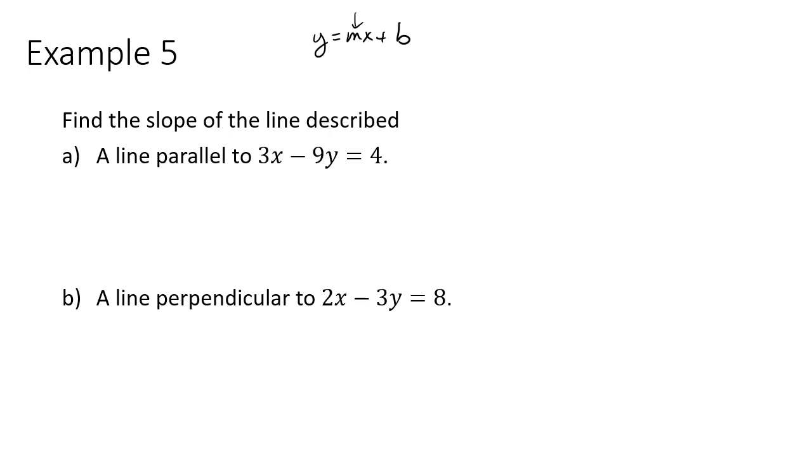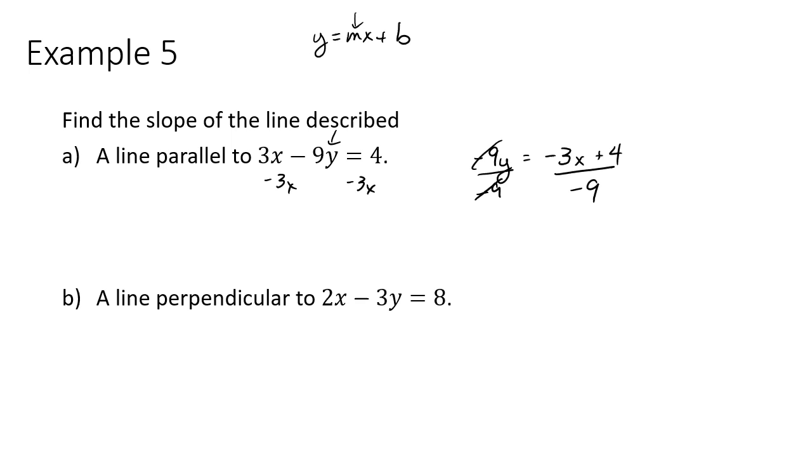So for part A, if we've got 3x minus 9y is equal to 4, I want to solve that for y. So let's start by subtracting the 3x across to the other side. So the minus 9y stays on the left, the plus 4 stays on the right, just shifting terms around. And then to get y by itself, I'm going to divide both sides by -9.